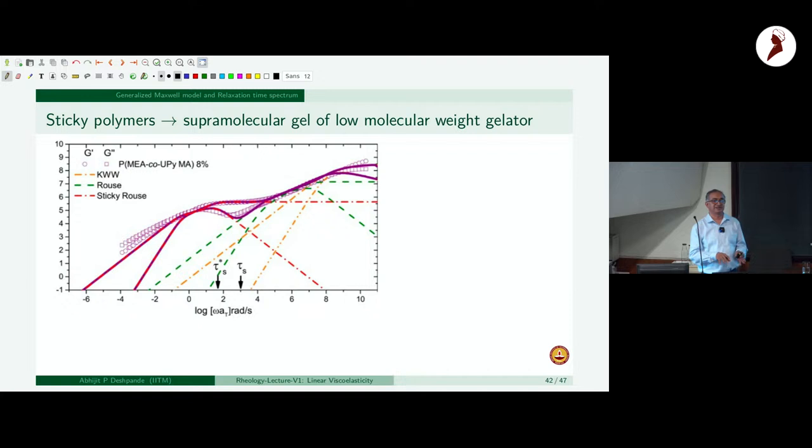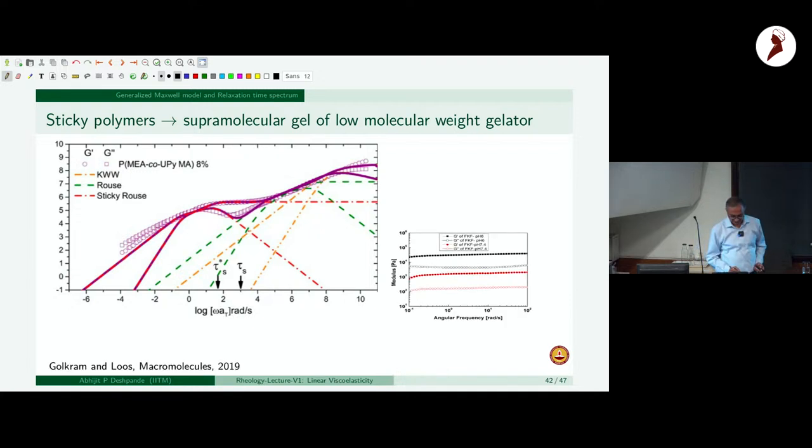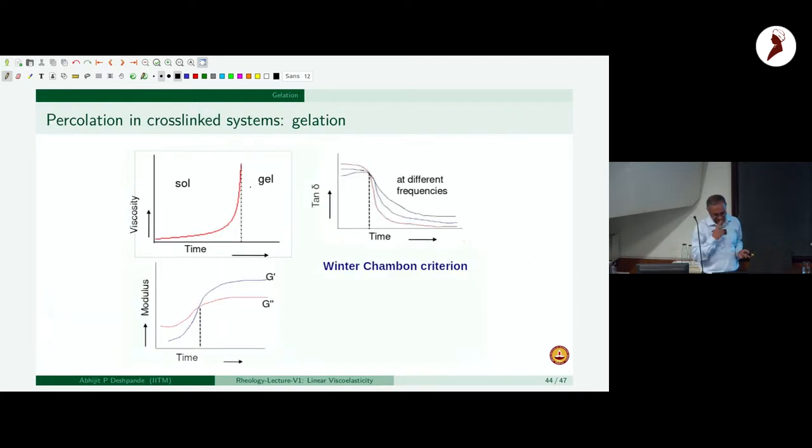The other advantage with these polymers is that there are very systematic theories to explain the departure from what's observed for sticky polymers. This would be the viscous response, but because of the sticky groups being present, you start seeing G prime and G double prime much larger than what would be for viscous systems. But the rubber-like plateau is still present. And all of this can be explained using theoretical models. So I'll skip some of this. I'll come back to it later during the LAOS discussions.